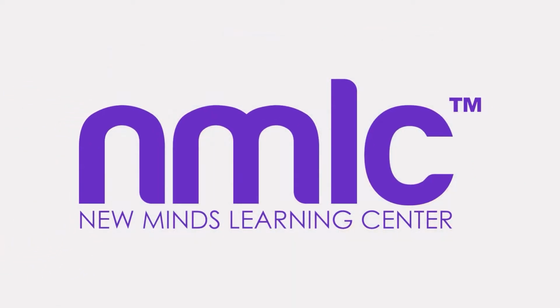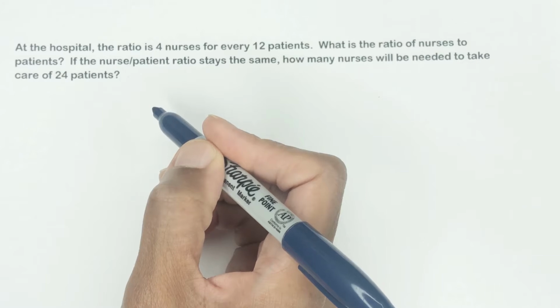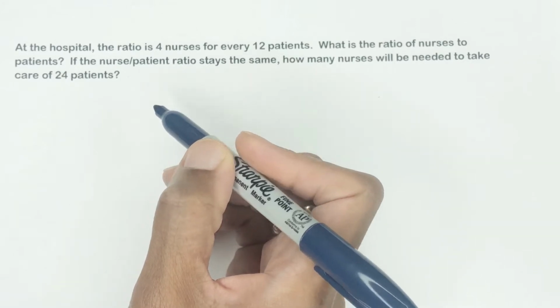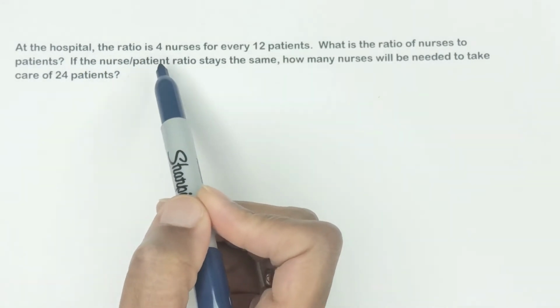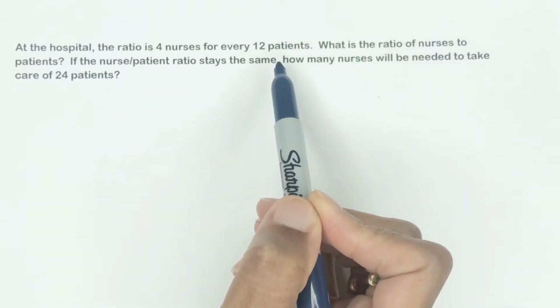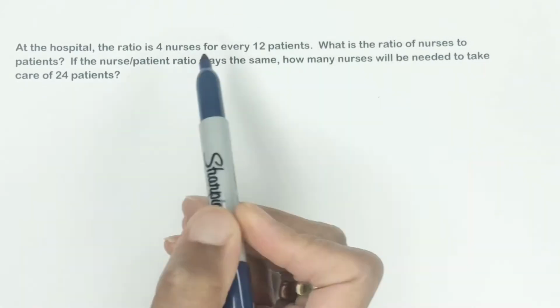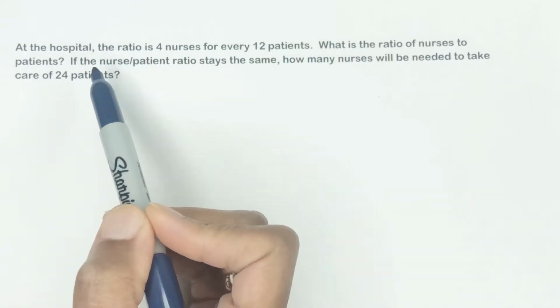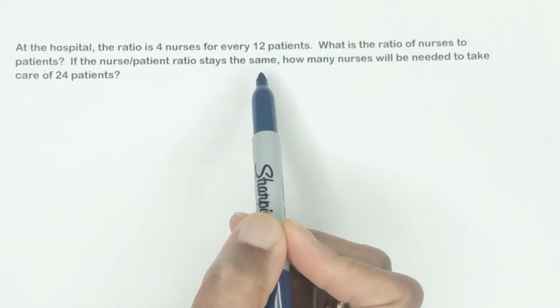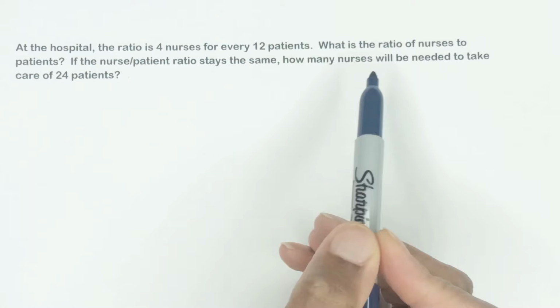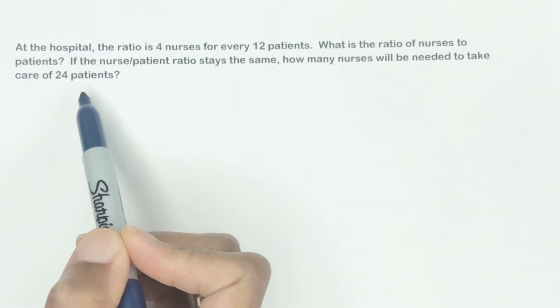Let's take a read of our word problem for the week. At the hospital, the ratio is 4 nurses for every 12 patients. What is the ratio of nurses to patients? And if the nurse-patient ratio stays the same, how many nurses will be needed to take care of 24 patients?